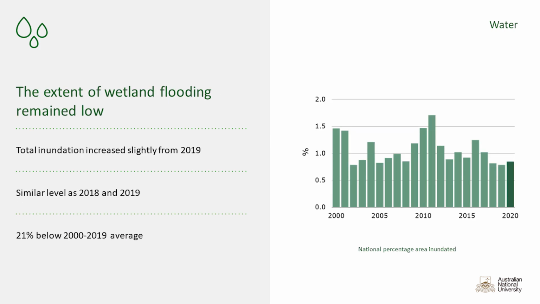The extent of wetland flooding remained low. Total inundation increased slightly from 2019, but was at similar levels as the previous 2 years, 2018-2019, and still 20% below the 20-year average. If you look by catchment, we also see that wetland extent was average or below average.